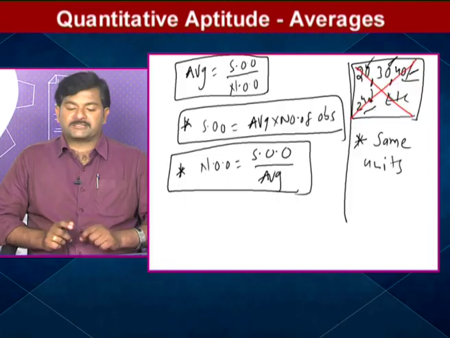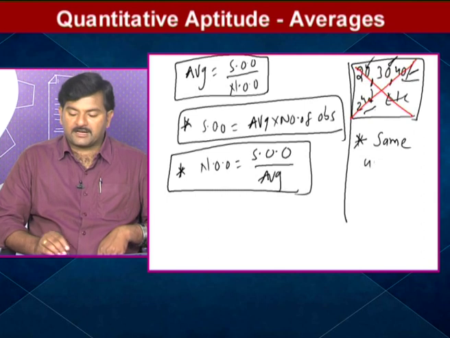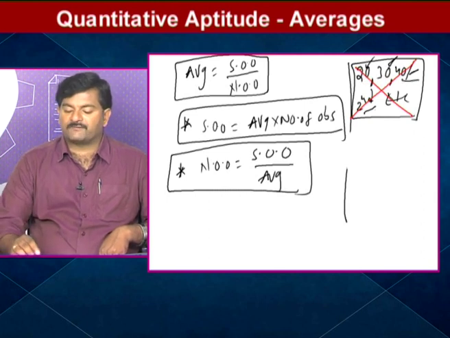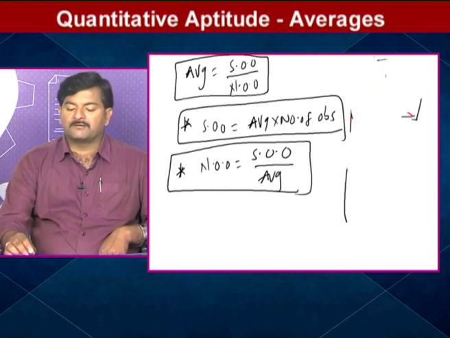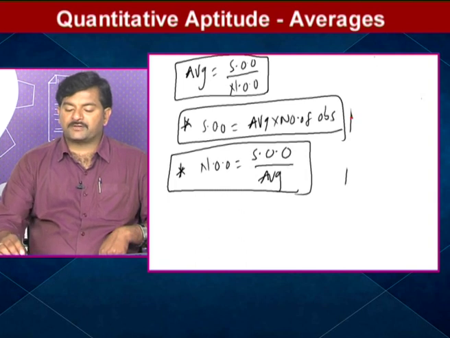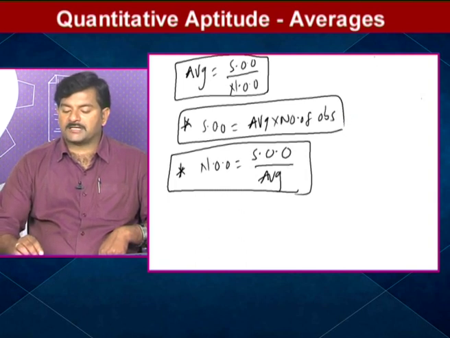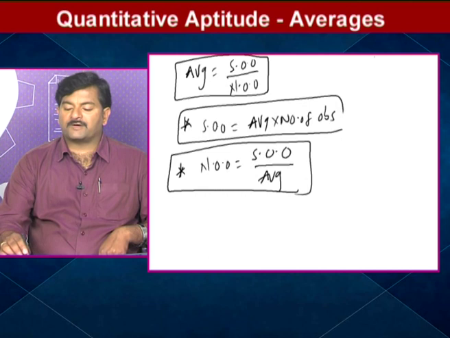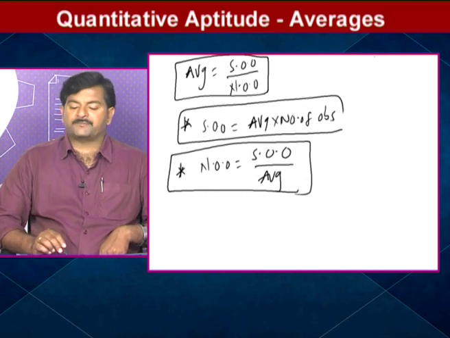To find out the average of the numbers, they must be in standard or the same units. This is one point. And secondly, just now I told you knowing the formula is not necessary. Apart from knowing the formula, you should know its application part. What does it mean? For example, if asked to find out the sum of the observations, in the case of marks, we have to find out the sum of the marks.